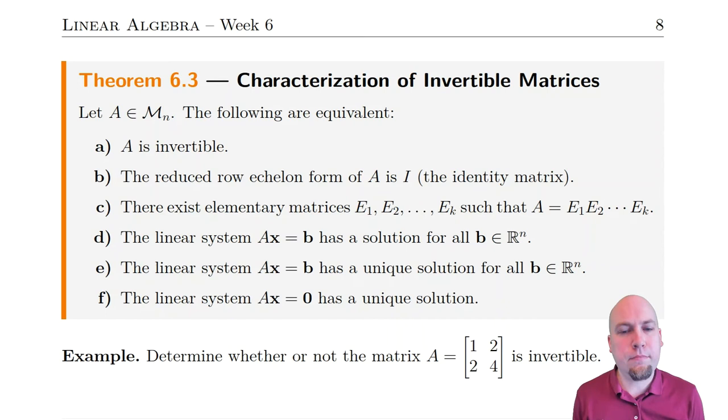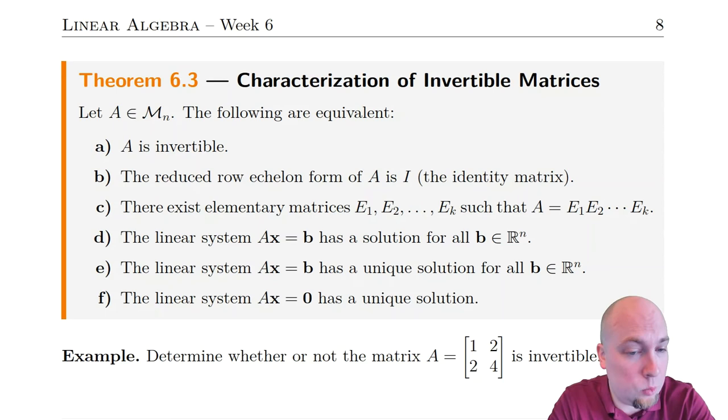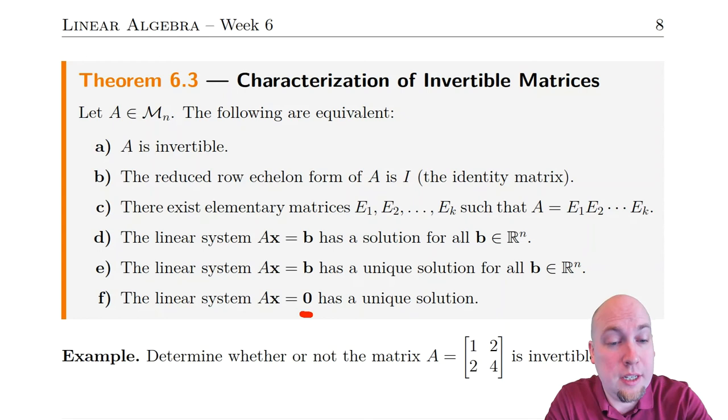All right, and then these conditions are also all equivalent to a bunch of nice conditions about linear systems. Okay, so if you have a linear system with some coefficient matrix A, then that coefficient matrix is invertible if and only if that linear system has a solution no matter what right-hand side you pick. Okay, and that's equivalent to that linear system having a unique solution no matter what right-hand side you pick. And that's equivalent to that linear system having a unique solution just for the specific special case when the right-hand side is zero.